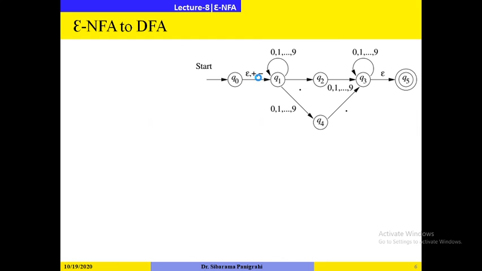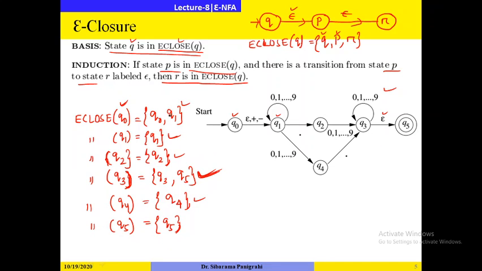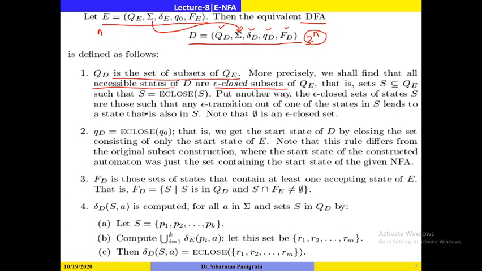I have already told you in this example. Here you see the initial state is Q0, right? But I have started from Q0 Q1. Why? Because Q0's epsilon closure is Q0 Q1, right? So while computing the states, you have to find the epsilon closed subsets of Q. This is how you will find the states of QD, that is the DFA, which is equivalent to the epsilon NFA.